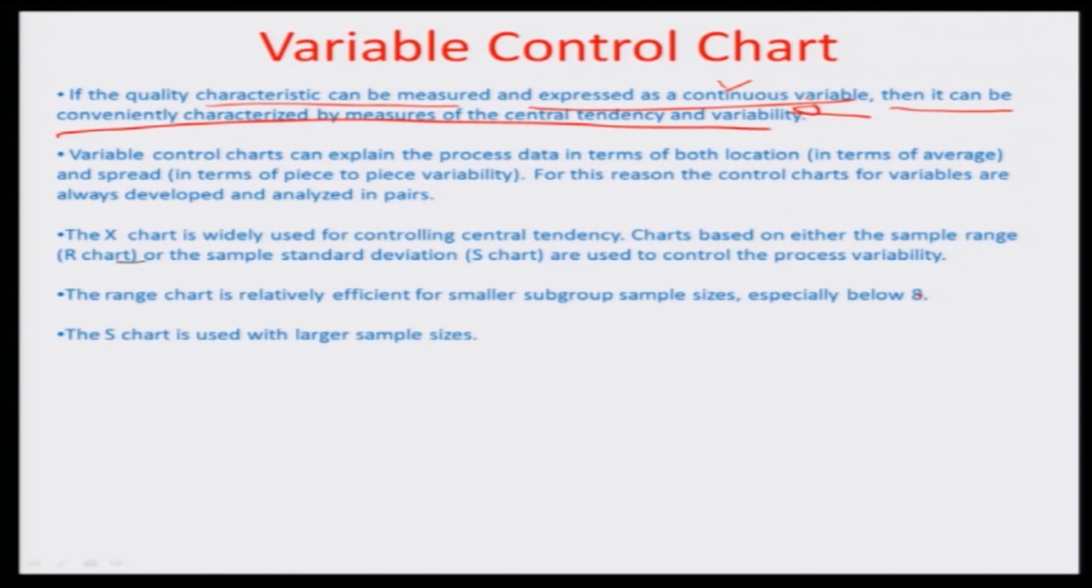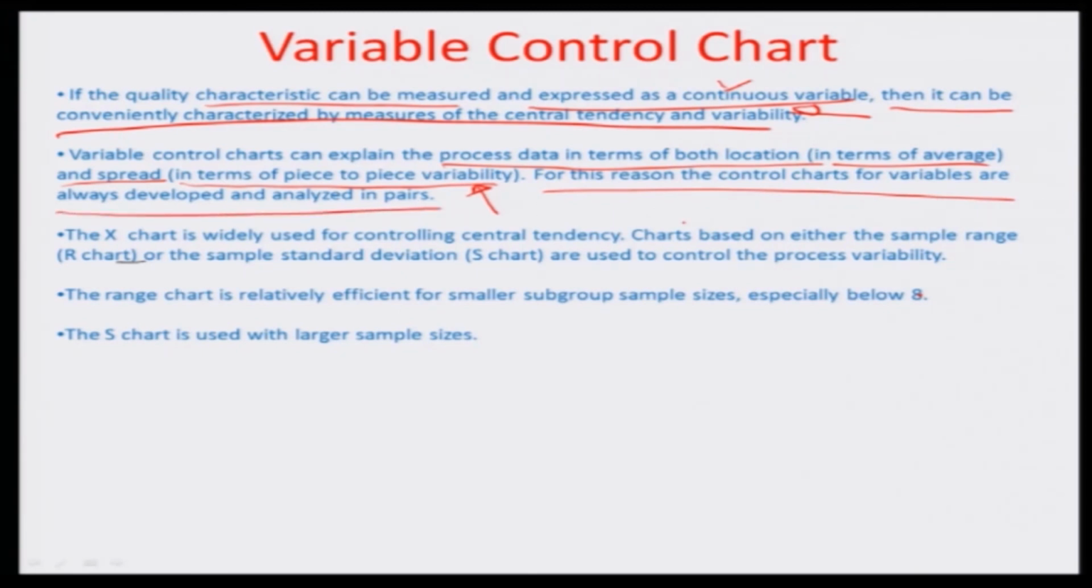That can be useful for plotting the variable control charts. Typically these charts can explain the process data in terms of both location, in terms of the average, whether it is placed around the mean or significantly deviated from it, and also the spread. The spread is how far the whole distribution is from the mean. Is it having outliers, is it going too much out of control? Those kinds of issues can be recorded in these control charts. This is mostly in terms of piece to piece variability in the production process, and for this reason the control charts for variables are always developed and analyzed in pairs.